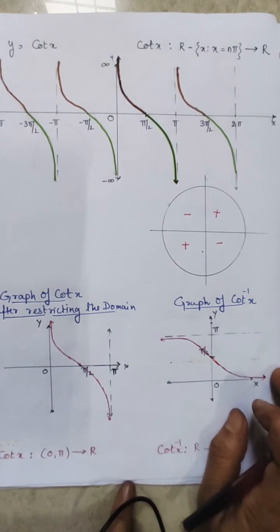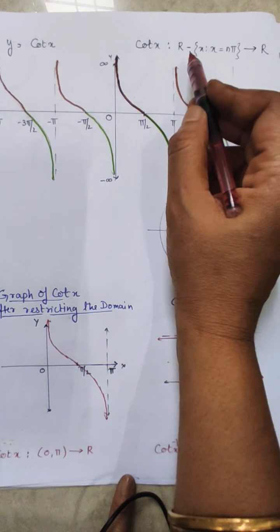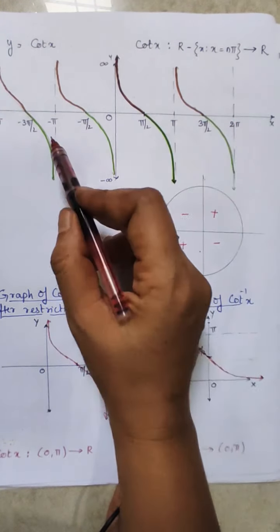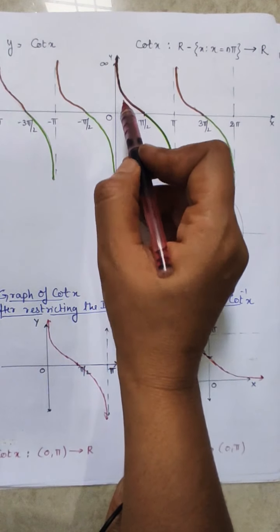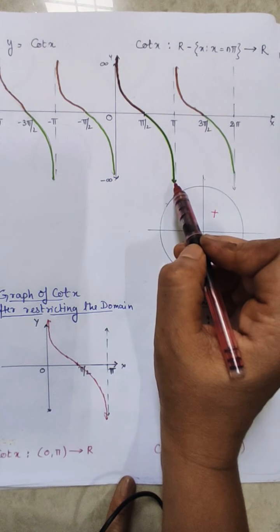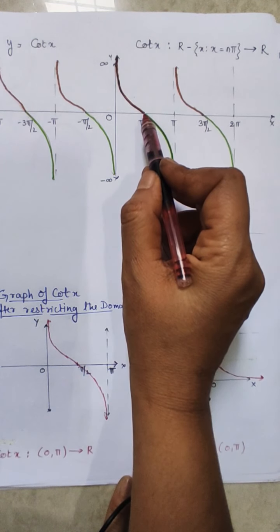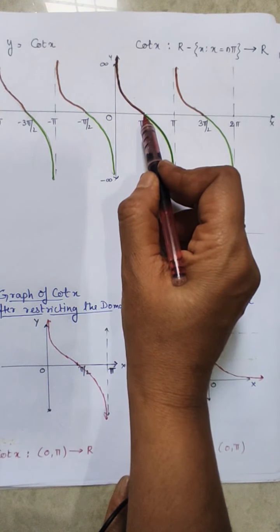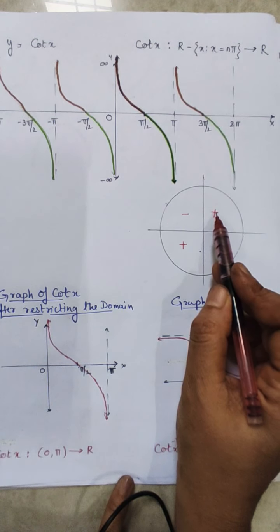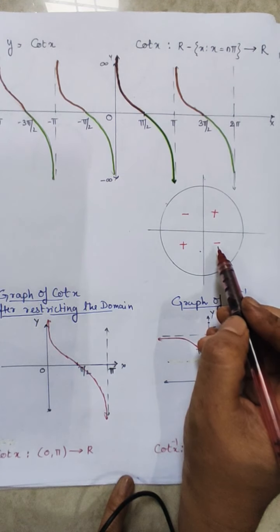Now y equal to cot x has the domain R minus all multiples of pi, and the range is all real numbers. Now this is the graph for cot x. You know that at 0 cot is infinity, and again at pi the cot is minus infinity, and at pi by 2 the cot function is equal to 0. One more thing we know is that cot is positive in the first and third quadrant, negative in the second and fourth quadrant.